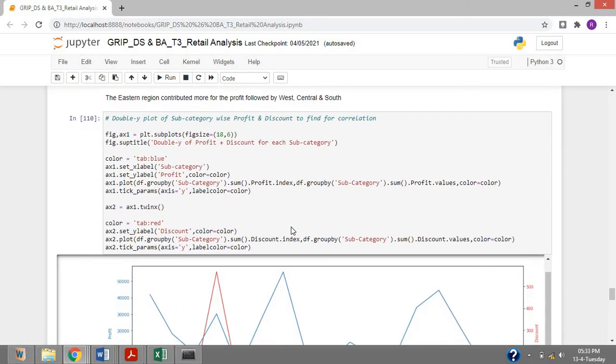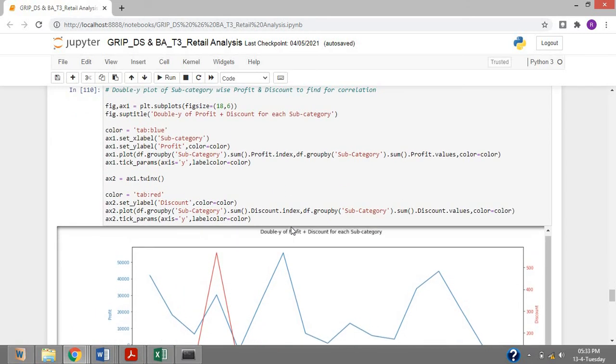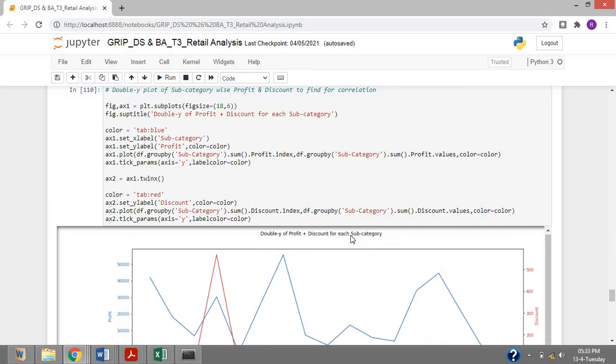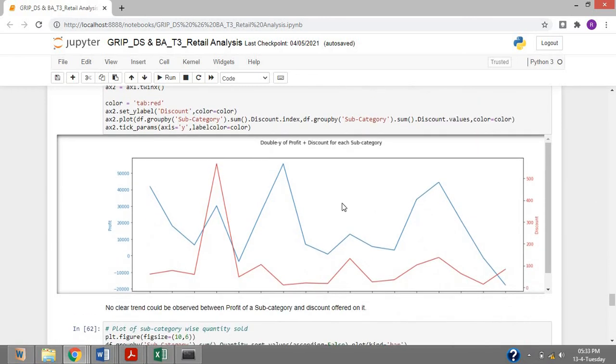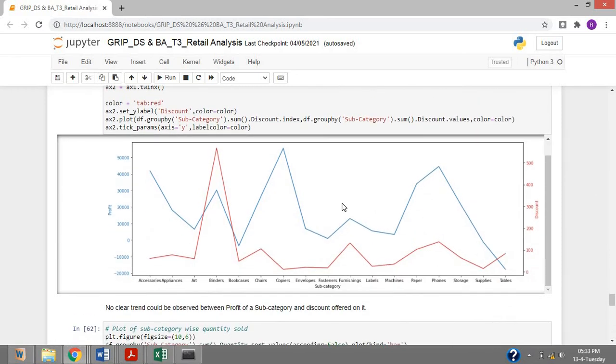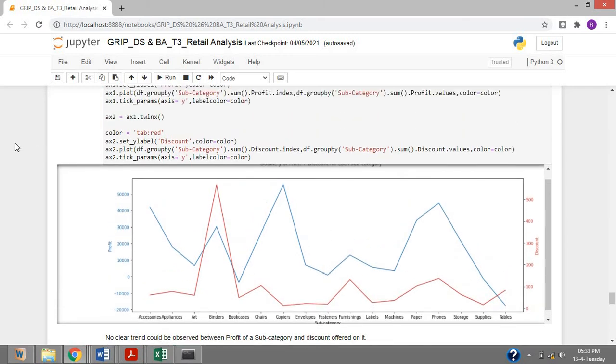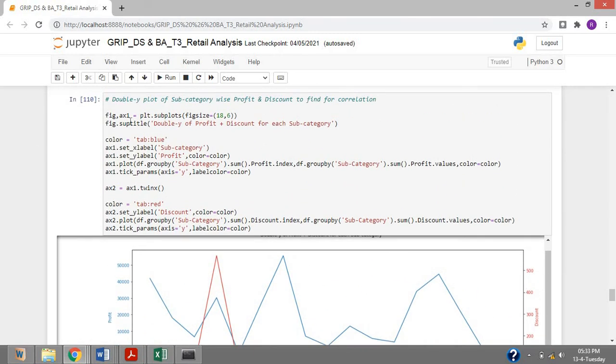So next up, we will try to find out if there is any relation between the discount offered and the profit that is being made for each of the subcategories. How are we doing it? By plotting a double Y plot. So we use the subplots here and name the title.